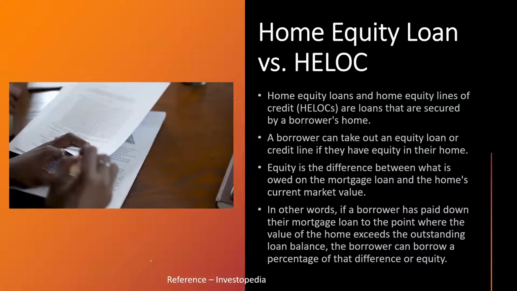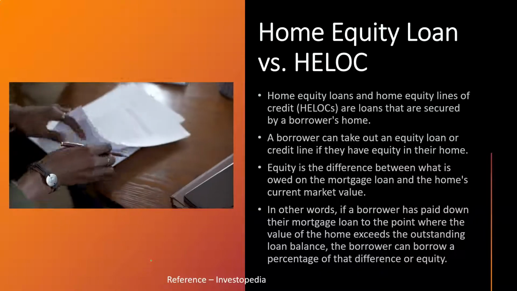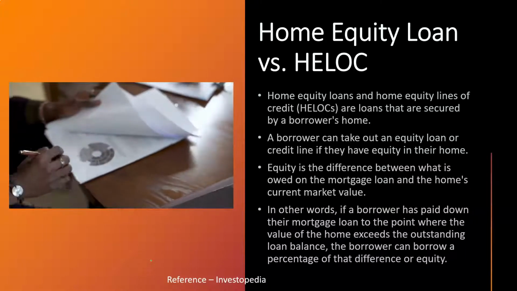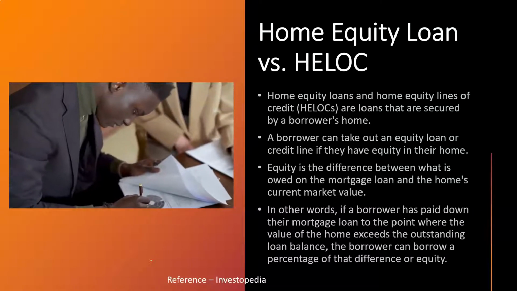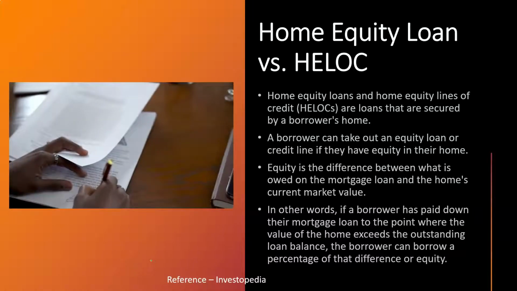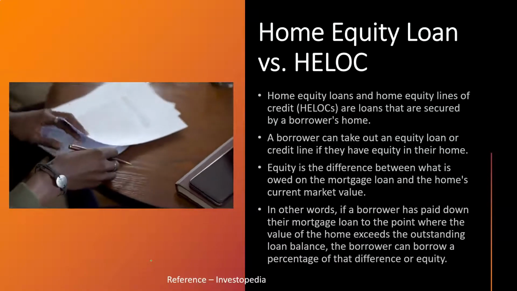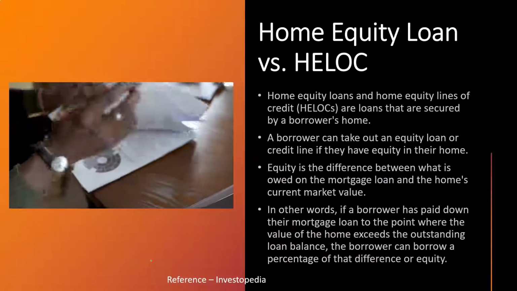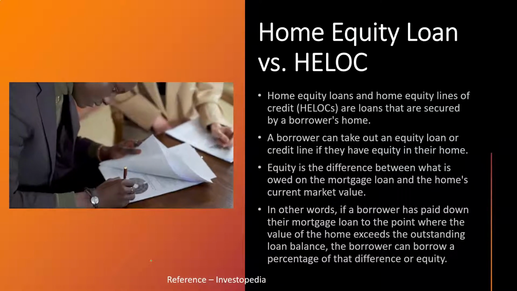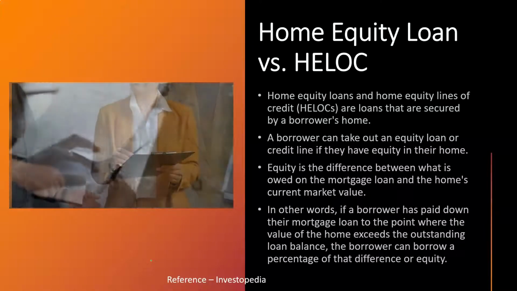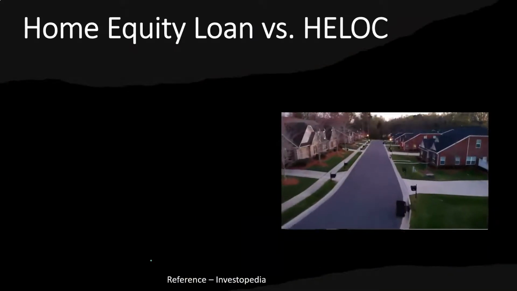So in other words, if a borrower has paid down their mortgage loan to the point where the value of the home exceeds the outstanding loan balance, the borrower can borrow a percent of that difference or equity. So that's the idea, to get access to that equity. Typically, you can't get access to the equity up to the full value of the home under general conditions, because the lender is going to want some safeguard in the event that the economy goes down and home value goes down. But to the extent that you have equity, you're more likely to be able to access it through one of these resources.